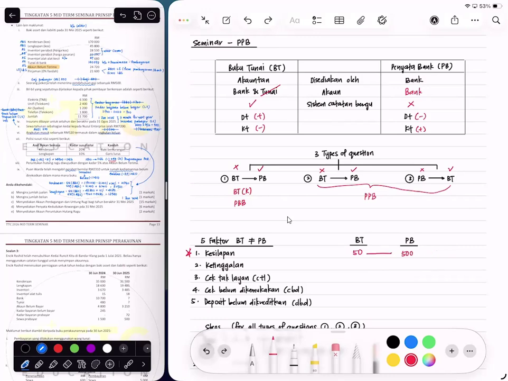Now let us recognize the rest of the factor also. No matter what kind of factor, the correction wise, how to add, how to minus, still apply the same way that we explained just now. Okay, then number 2, ketinggalan. Ketinggalan means miss out. Ketinggalan can only be shown in penyata bank. It won't be shown in buku tunai. Because ketinggalan is something like the bank has received extra income, or the bank has been paid for something else, but accountant haven't get the letter yet.